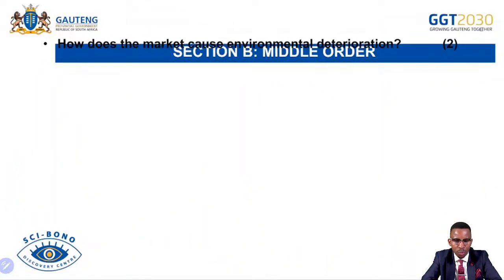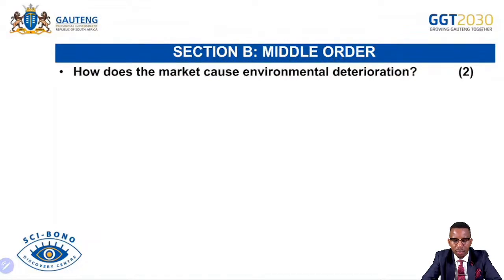And then we continue with another middle order question. How does the market cause environmental deterioration? If ever the market is involved, remember, in this case, we are straight on environmental sustainability. How can it degrade the environment, the market?